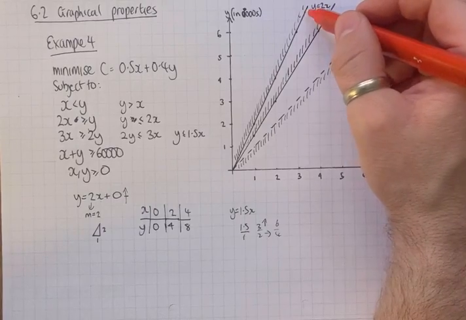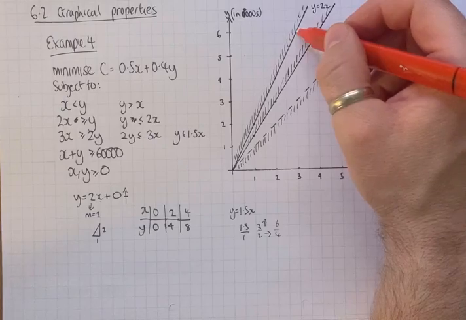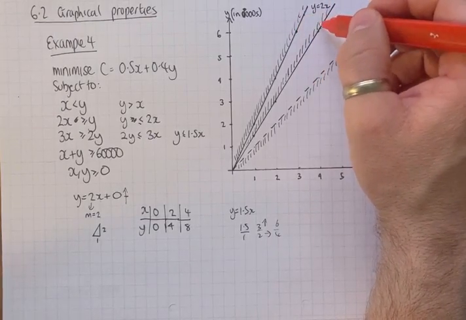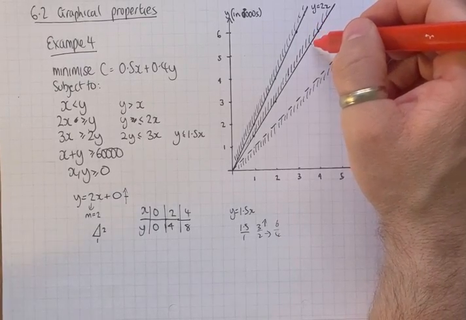Which actually makes this constraint a waste of time, because if you're obeying this constraint, you're automatically obeying this constraint. You can't be less than or equal to 2x if you're also less than or equal to 1.5x.